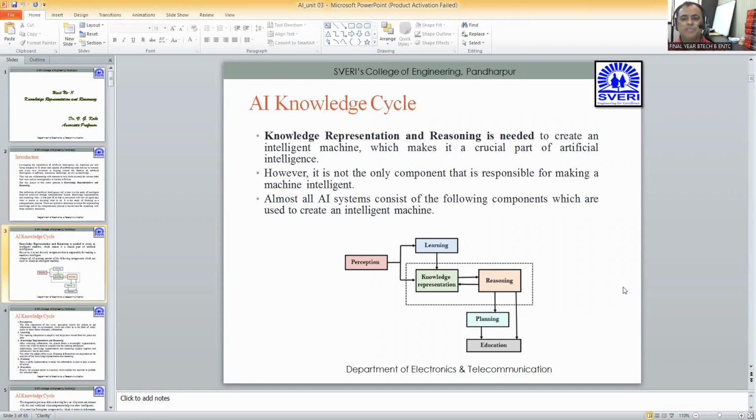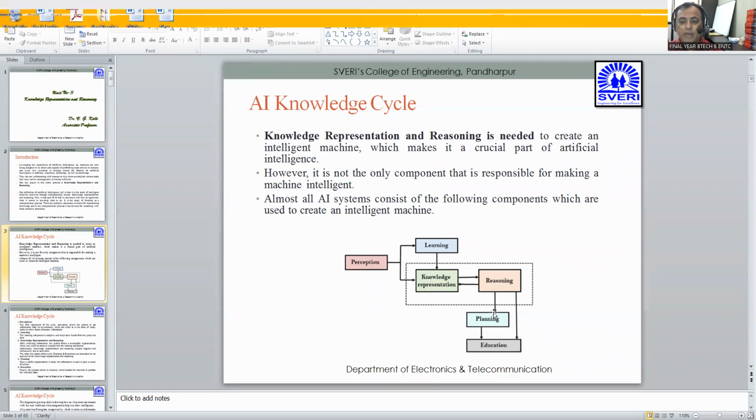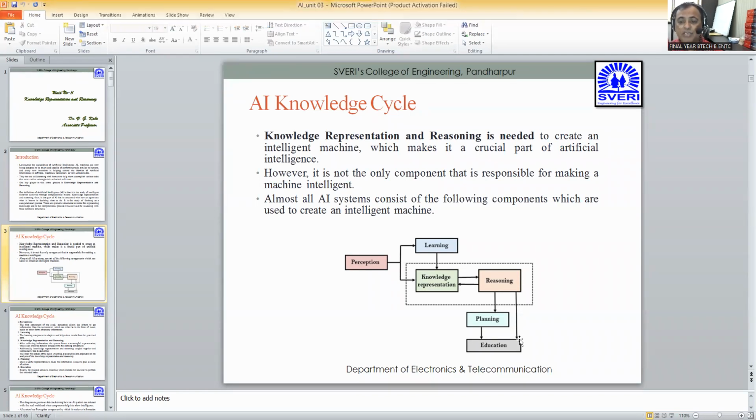Almost all AI systems consist of the following components, which are used to create an intelligent machine. So how is it? You can see there is perception. The perception block leads to two more blocks called learning and knowledge representation. So your perception is attached with learning and knowledge representation, whereas your knowledge representation is related with reasoning. Reasoning again goes to planning and then education, whereas reasoning can also be given to education.